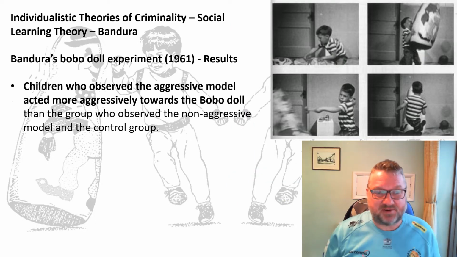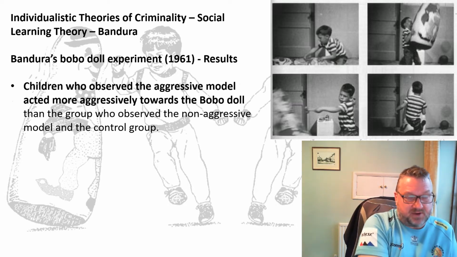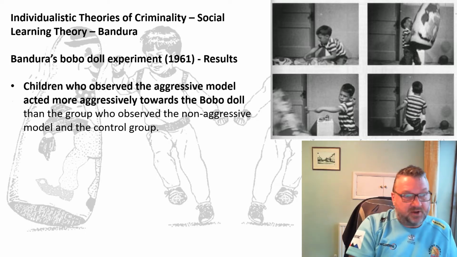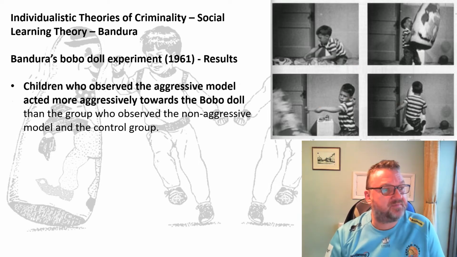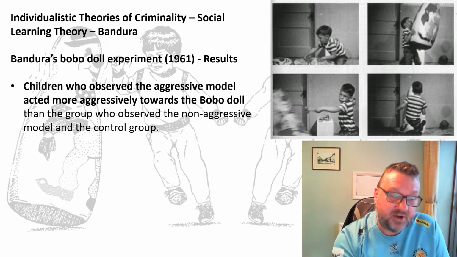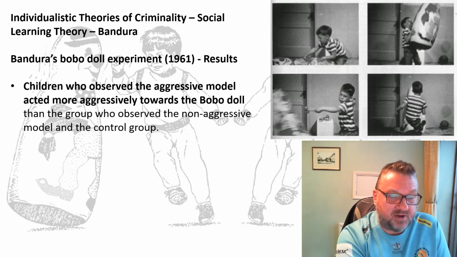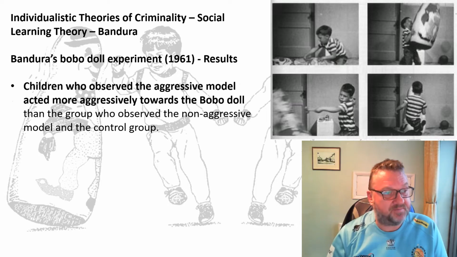So here were the results. The children who had observed the aggressive modelling earlier on, when they came to the Bobo doll, they acted more aggressively towards the doll. This kid here is kicking it, thumping it with a mallet, etc. And they were far more aggressive than the group who had observed the non-aggressive modelling. So those that had watched aggression towards the Bobo doll acted far more aggressively towards it when they were in a room with it than the non-aggressive modelling group.